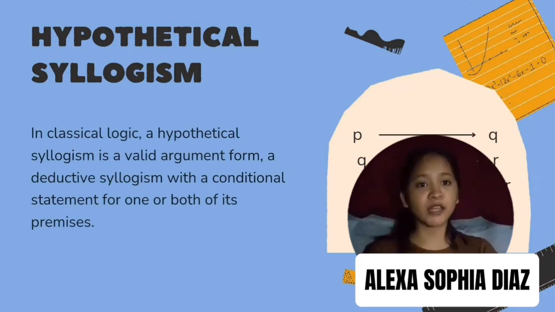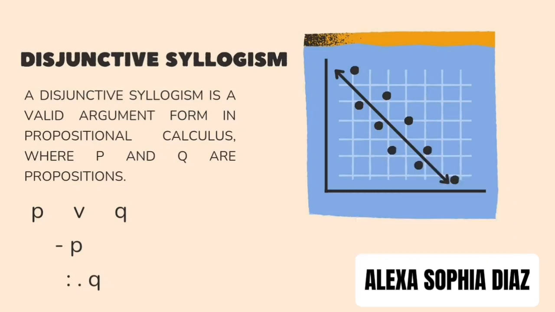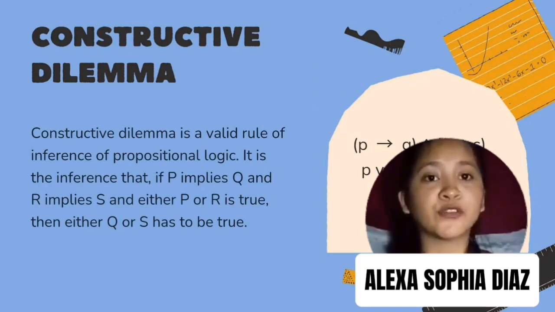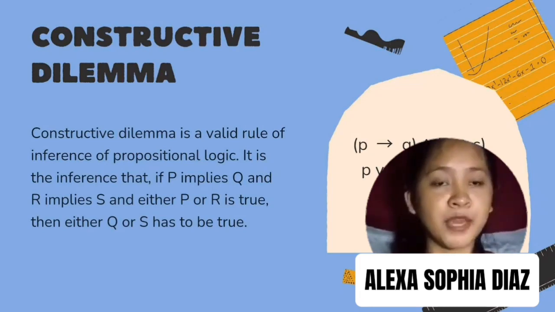Hypothetical syllogism is a deductive syllogism with a conditional statement in one or both of its premises. If P then Q, and if Q then R, therefore if P then R. Disjunctive syllogism is a valid argument form in propositional calculus. Either P is true or Q is true. P is not true, therefore Q must be true. Constructive dilemma is a valid rule of inference in propositional logic. If P implies Q and R implies S, and either P or R, therefore either Q or S.